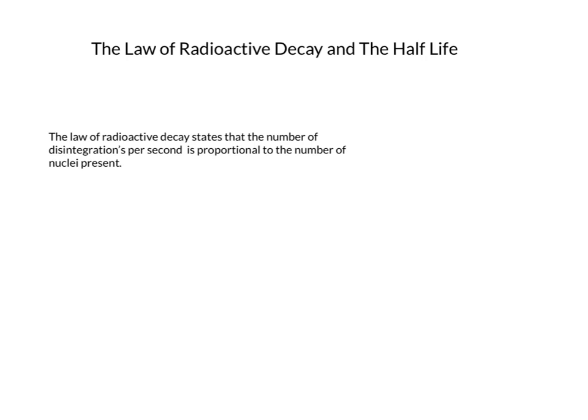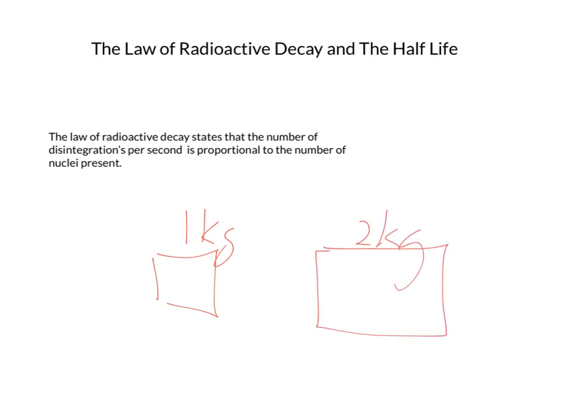So to put that more simply, if you have a sample of 1 kilogram of a radioactive substance and you have another sample of 2 kilograms of the same substance, well then the 2 kilogram sample is going to have twice as much radiation. We measure that simply by the amount of radioactive particles that come off it per second. So the amount of particles per second coming off the bigger block is going to be twice as much, because the number of nuclei is 2 times as many.